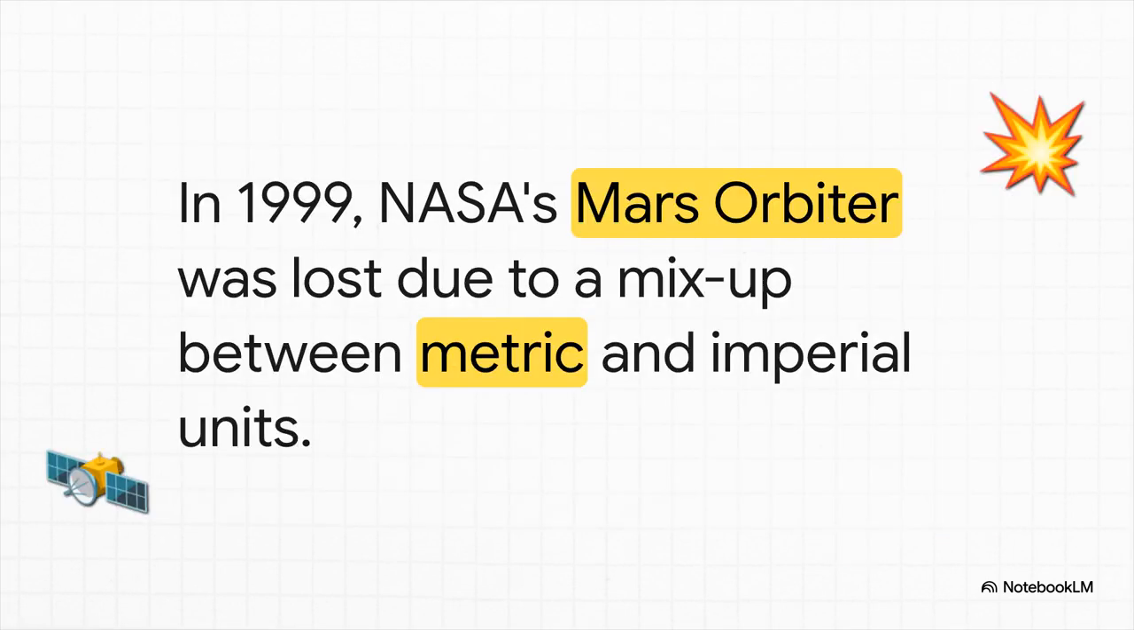Here it is, the perfect and honestly kind of painful example. Back in 1999, NASA's Mars Climate Orbiter was just lost, gone. And the cause wasn't some crazy mechanical failure. It was a simple unit mix-up. One engineering team was using metric units, another was using imperial. That tiny conversion error cost a multi-million-dollar mission.